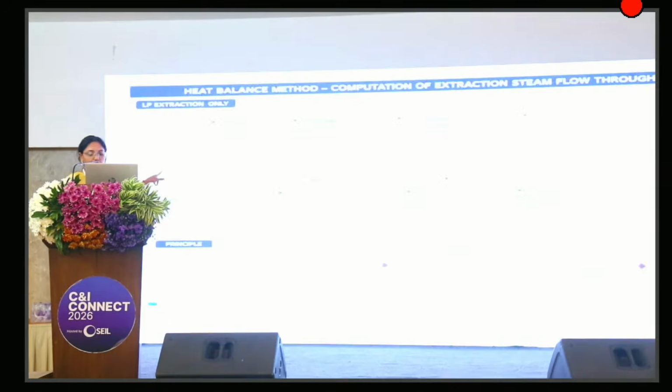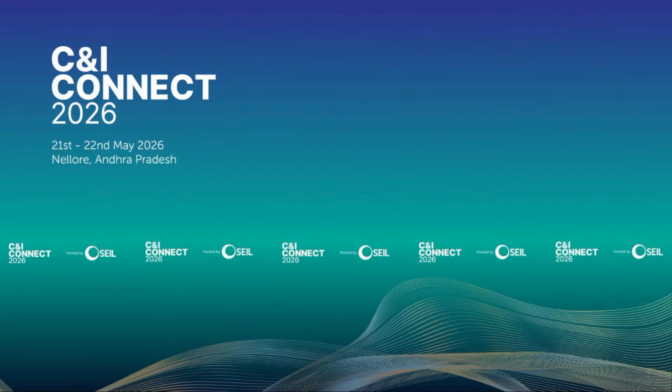This is the example for LP heater extraction steam flow that we have taken. Next, we need to give some privileges to our operation.